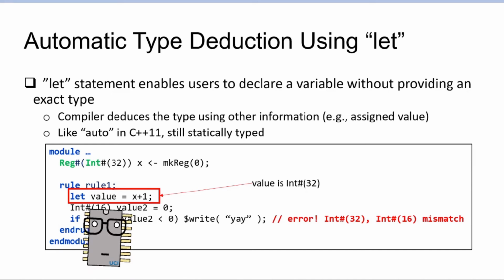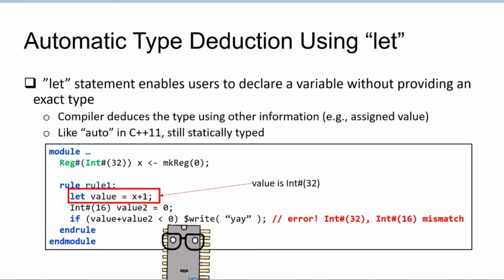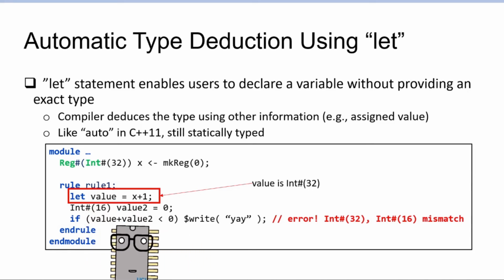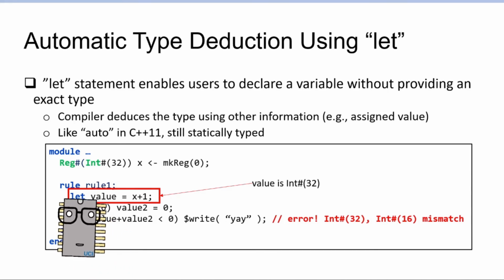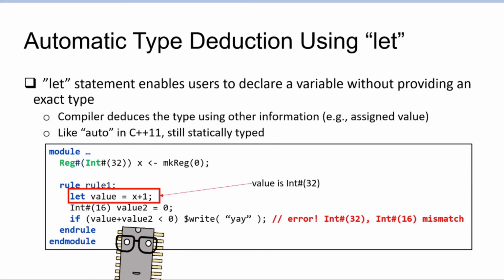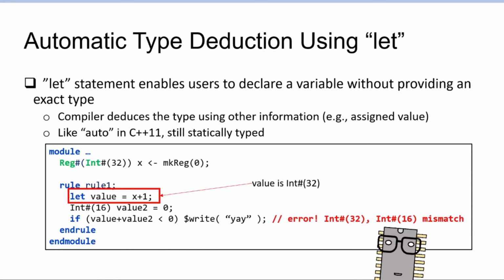But because the type of value has been deduced at this line and it's Int 32, if I want to add value, which has been deduced to be Int 32, to value 2, which is explicitly set to Int 16, and I try to do something like this, the BlueSpec type system pretty much gives a compile-time error saying Int 32 and Int 16 don't match. These are all statically typed because pretty much they're hardware.